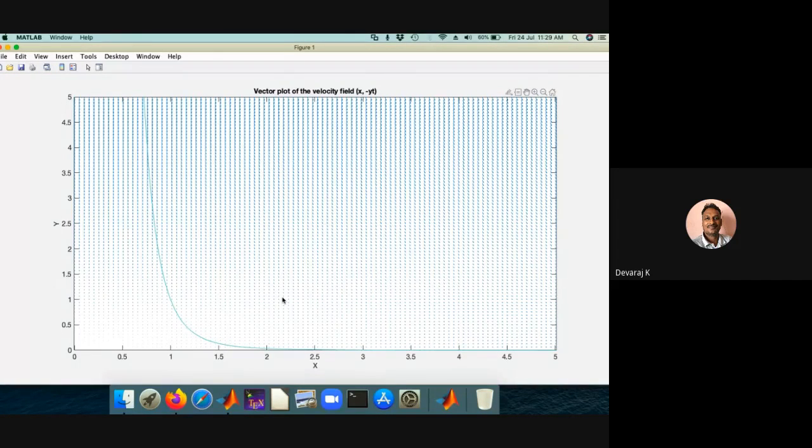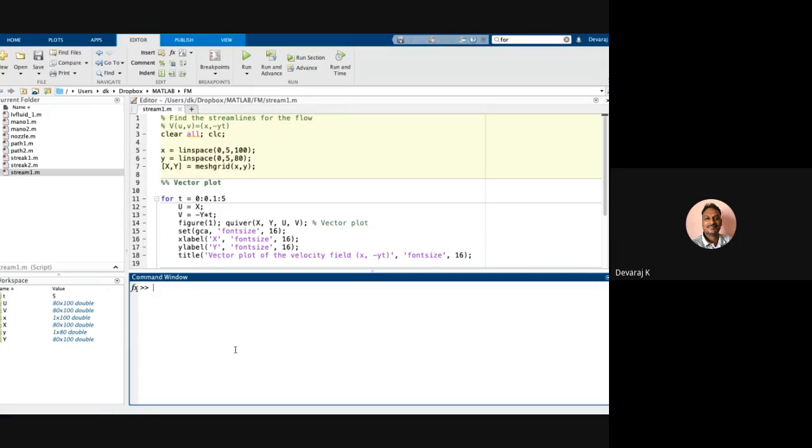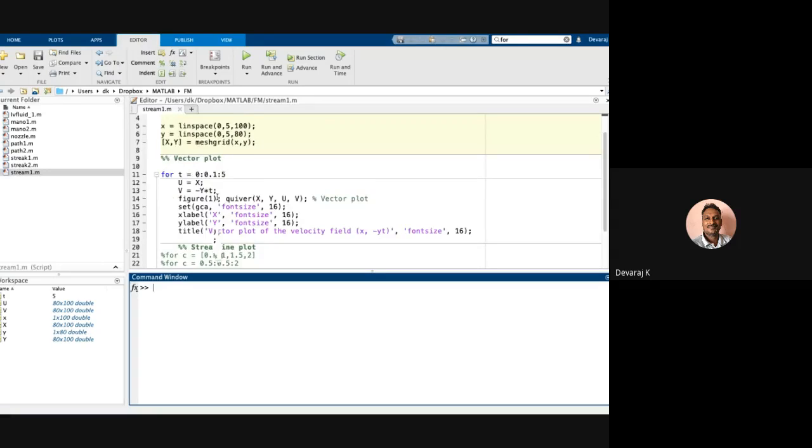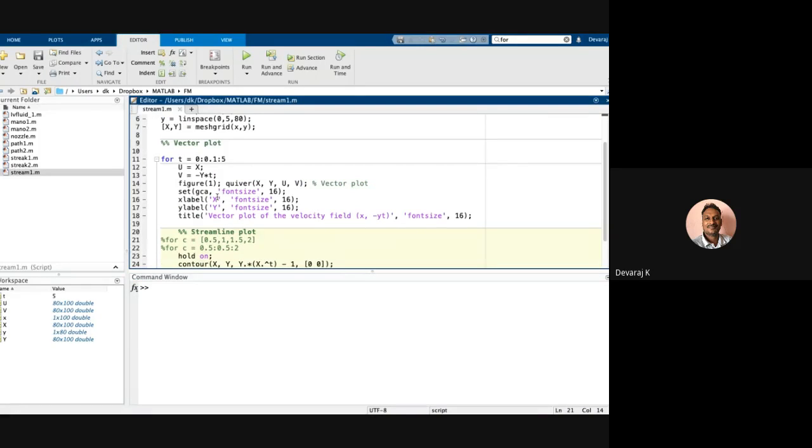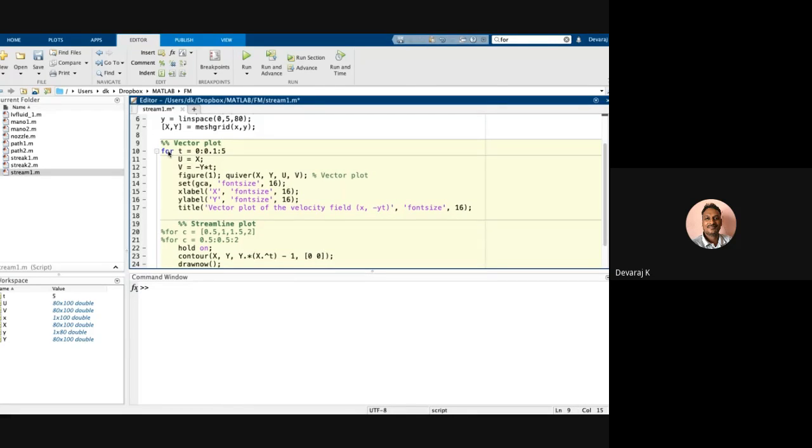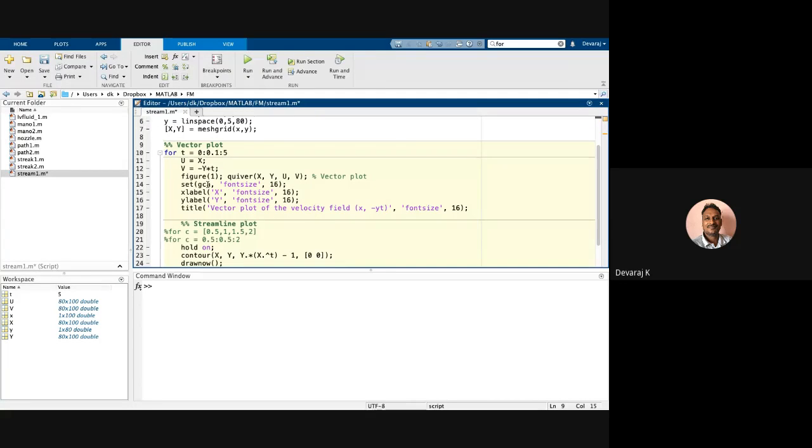You can get n number of streamlines, depending upon whatever the equation may be. The procedure remains the same. The first thing is you have to get the vector plot. For this particular problem, u is equal to x, v is equal to minus y t. Say I have some other problem where u is equal to 0.2 minus 0.x, and v is equal to some 0.5 minus 0.8t, so that you have to define. Ensure that all the variables are defined and your u and v are clearly defined to get your vector plot.